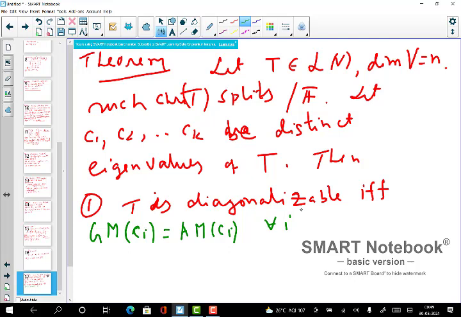Okay, this is one thing, and not only that. If you choose an ordered basis for each of the eigenspaces and take the union, that will be an ordered basis for the full vector space. Okay, number two. So let me first prove this one, then we will go to number two. So, proof.